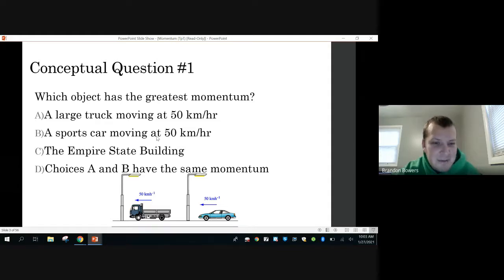So momentum is mass times velocity. Which would have the greatest momentum? Well, we can clearly throw out C because there's no velocity. These two have velocity. Do they have the same mass, though? Well, hopefully not. The truck has a larger mass, which means larger momentum.